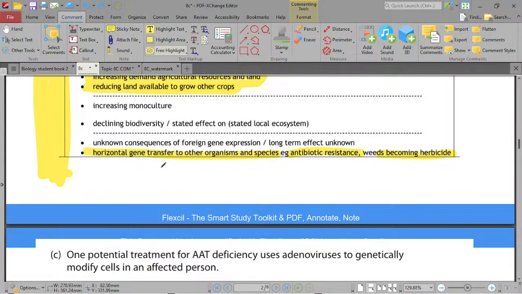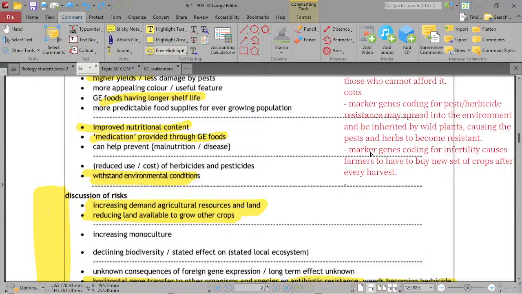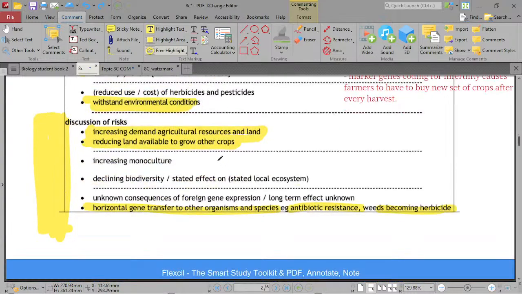Next is going to be horizontal gene transfer to other organisms and species. So this is important. The term that they use, horizontal gene transfer to other organisms and species. This is what I meant. Marker genes coding for herbicide resistance may spread into the environment and be inherited by wild plants. So the gene may transfer to other organisms and species.